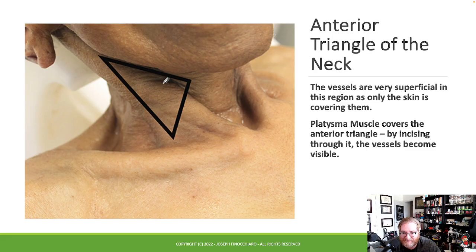The vessels in this area are very superficial, and only the skin is covering them. Once you make your incision and you open this up, what you're going to find is a little bit of fascia. You pull the fascia out of the way, there's the muscle. You pull the muscle out of the way, you'll see some connective tissue underneath there, and bammo, your artery, your vein should be staring you in the face. The platysma muscle covers the anterior triangle. By incising through it, the vessels become visible.